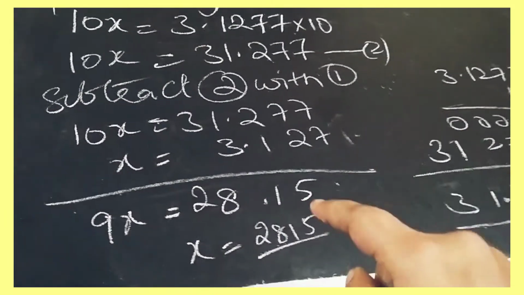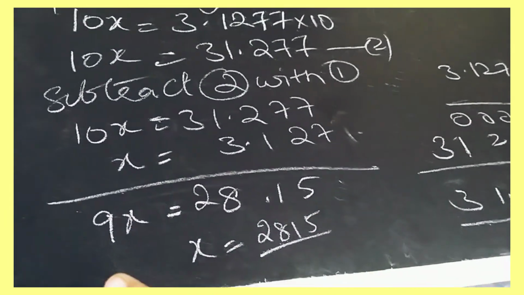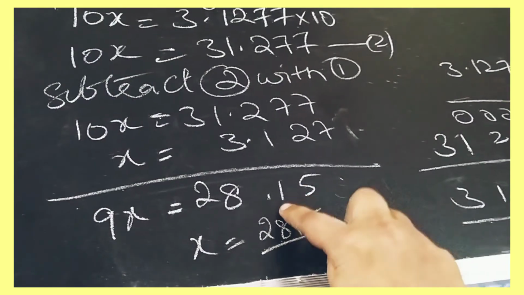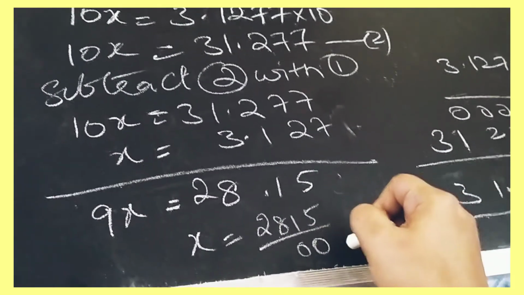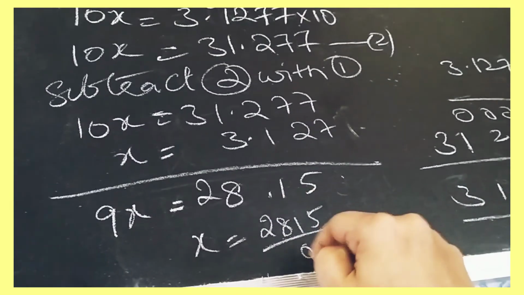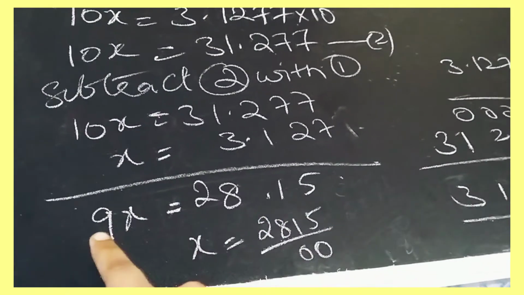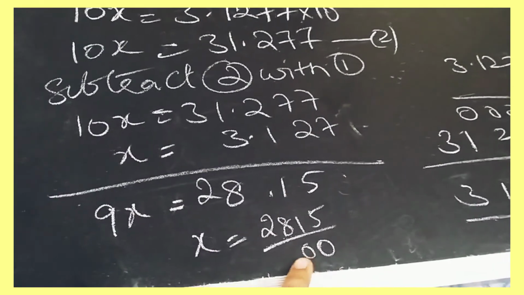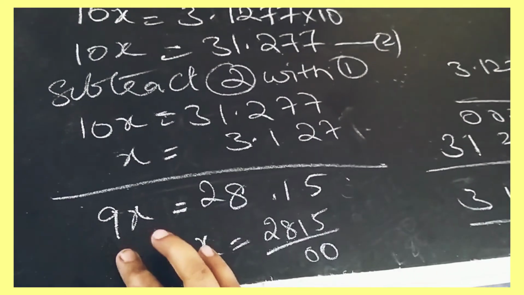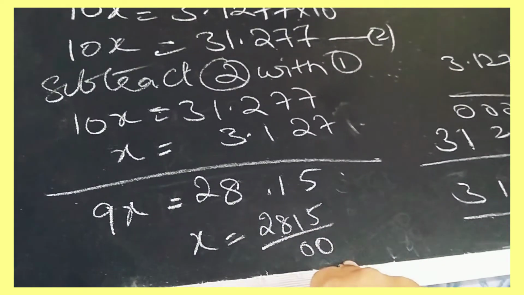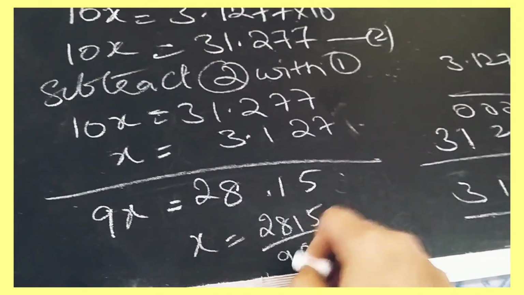And this we have done in our previous sums. After the point, two numbers are there, so those two zeros you have to write. You have to write this number, don't write 100. Write this number and two zeros. So you can write here 900.